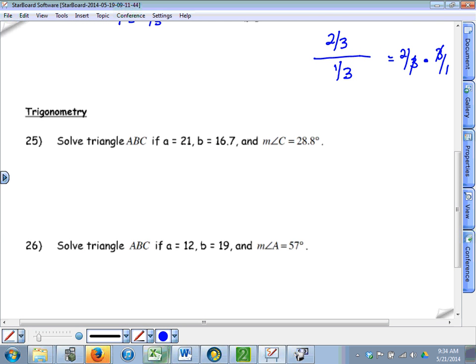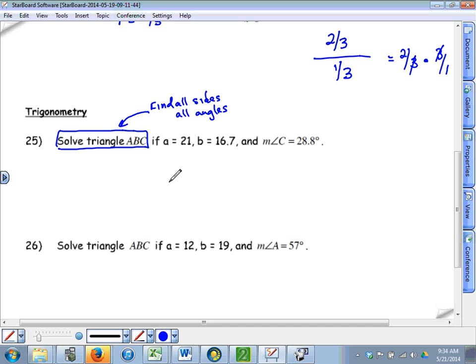All right, so we've got the trigonometry stuff here. Solve the triangle. If you're unfamiliar with what that phrase means, you better write this down. Solve the triangle means to find all sides and what else? And all angles. Find all sides and all angles.